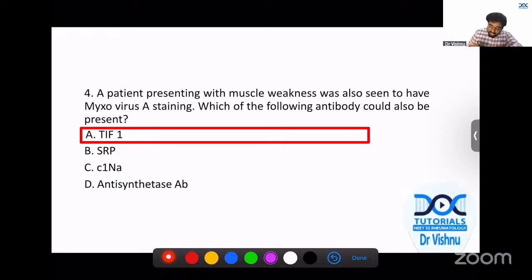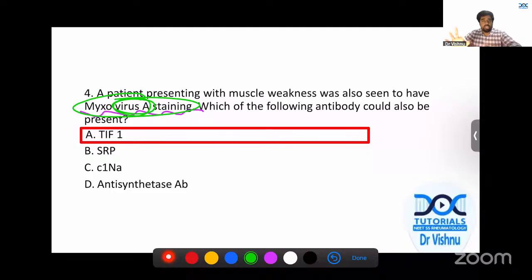This is a little bit difficult if you've not read your Harrison thoroughly. So myxovirus staining, what is this? Myxovirus is a protein basically. It's an interferon induced protein. So why is this called myxovirus? Is it because of viral infection? When myxovirus causes an infection in the body, it generates this interferon induced protein. Whenever there is viral infection, interferons get induced. When interferons get induced, antiviral proteins are generated. That particular type of protein is myxovirus resistance protein A. That has become the name of that protein.